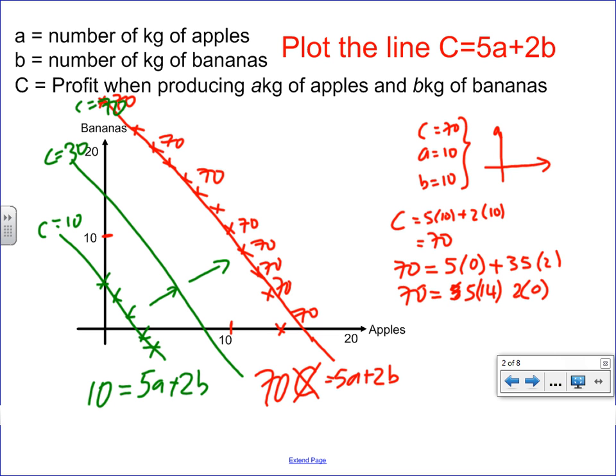So even though we can't plot this in three dimensions, we can plot that line for a fixed C, for a fixed profit. So we can see all the places where the profit would be that particular thing. Does that make sense? Okay. So we're going to use that to see how we can maximise profit.